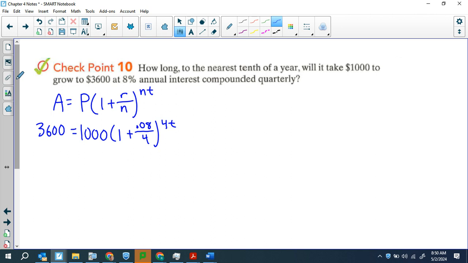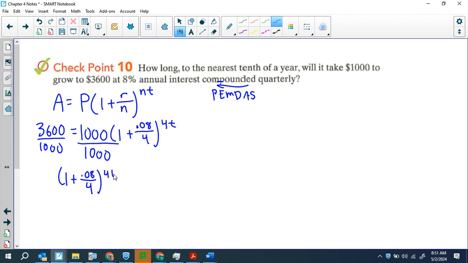Okay, so again, there's a t in the exponent, a variable in the exponent, so we're ultimately going to use logs. We are using that PEMDAS backward strategy right now. There's no addition or subtraction I can get to. There is addition here, but that's inside the parentheses, so I can't get to that. We're going to undo multiplication division. So there's multiplication by 1,000, so we're going to divide by 1,000 first. That's going to give me 1 plus 0.08 divided by 4, to the 4t power, equals 3.6.